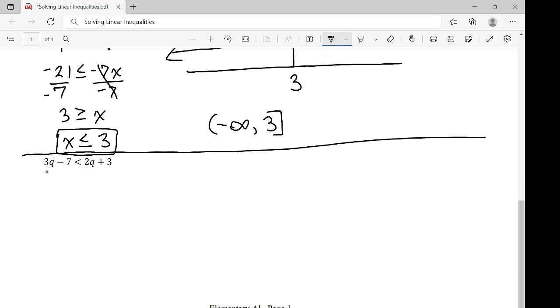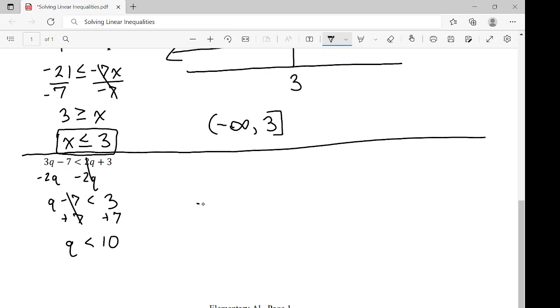Last, 3q minus 7 is less than 2q plus 3. So I'm going to move all my q's over. I'm going to subtract 2q over, so those go away, leaving me with just q minus 7 less than 3. I'm going to add 7 over to both sides, so I'm going to get q is less than 10.